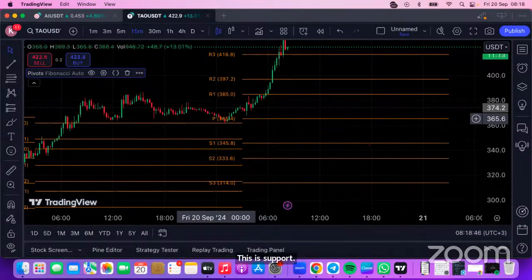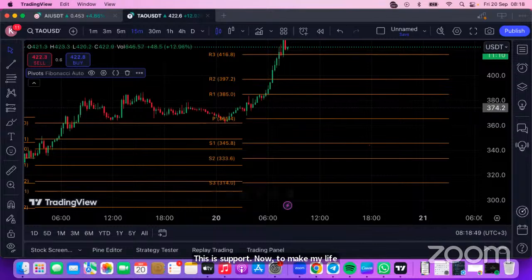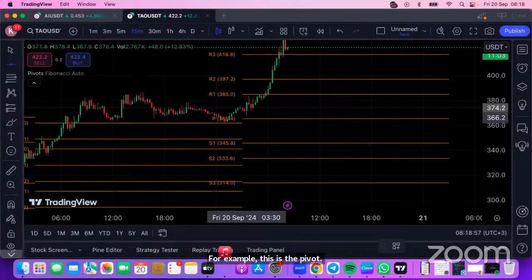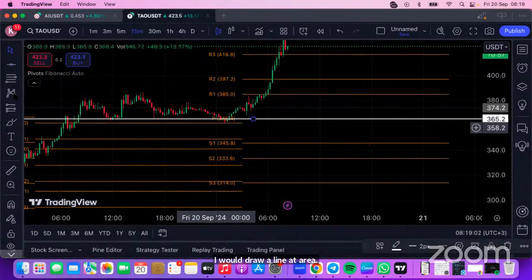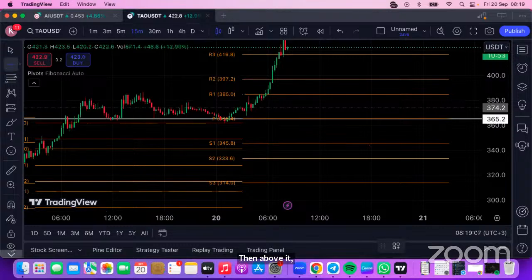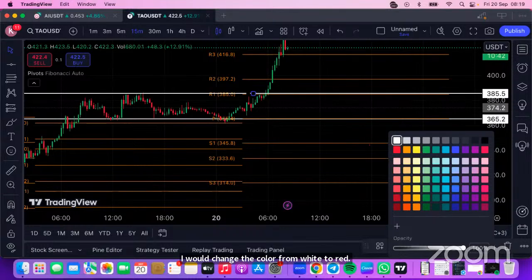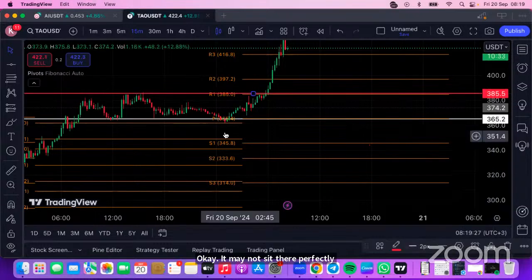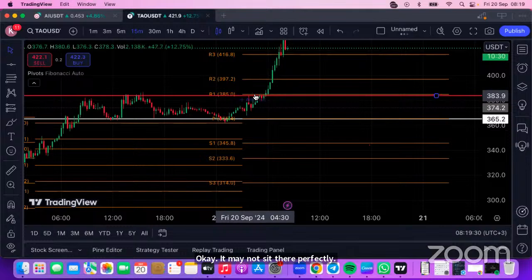Now, to make my life easier here, I will draw lines. For example, this is the pivot. I will draw a line at the pivot area. Then above it, it is resistance. So I will draw a line here at resistance. To make sure that I get a clear expression on this line, I will change the color from white to red. Okay, it may not sit there perfectly. Okay, but it's not a big deal.